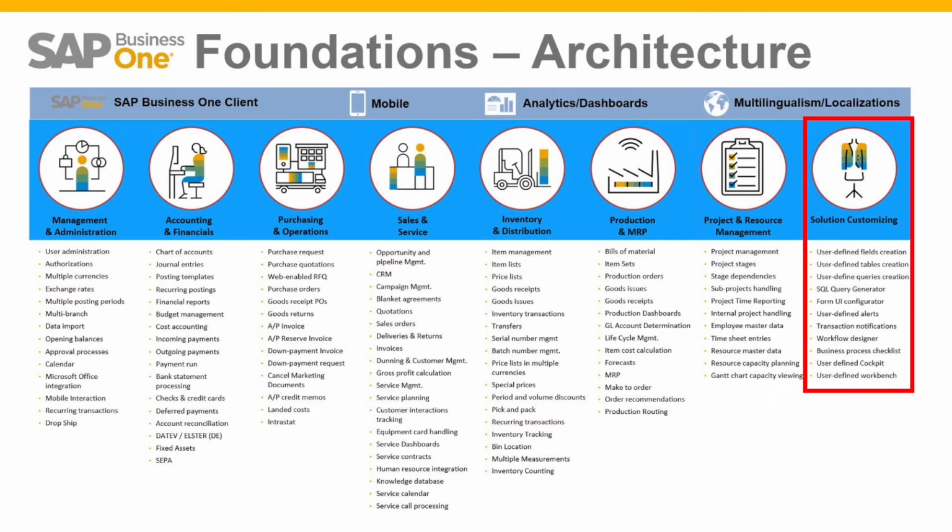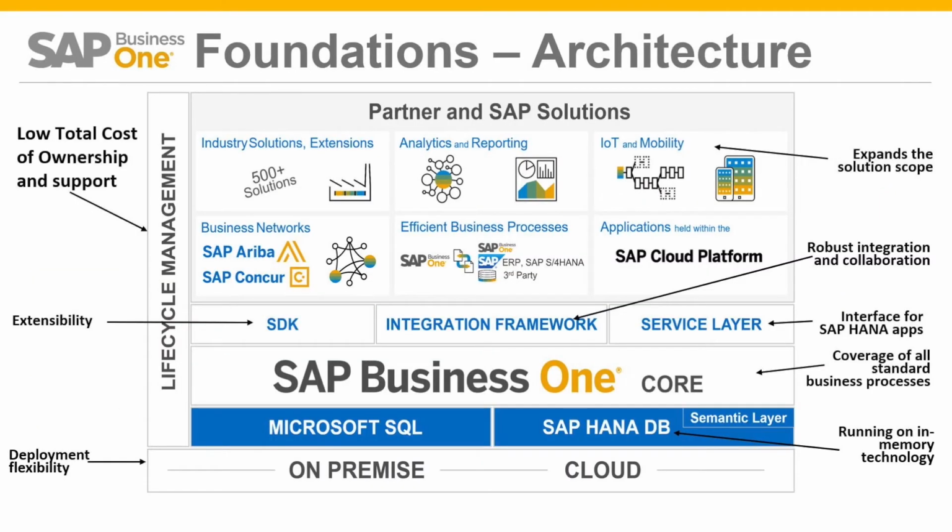And finally, we got the possibility of customizing the system. I'm going to show you a little bit of that too. Most of the customizations that you do on the system, you don't need to call Consensus to make them. And very important, whatever you do is compatible with future versions, which is probably one of the biggest strengths of SAP Business One. The architecture of SAP Business One is really amazing.